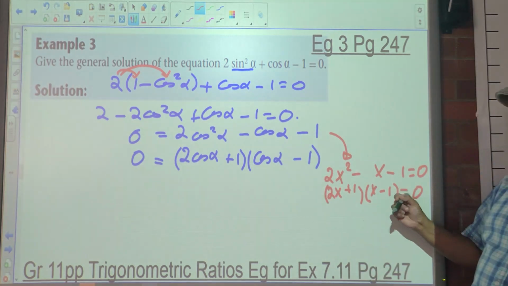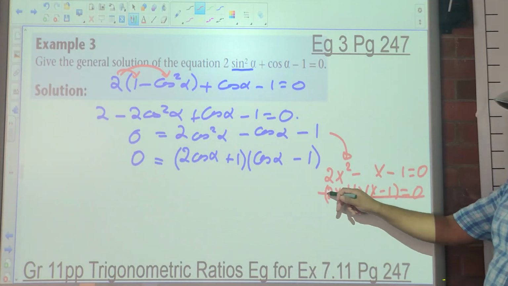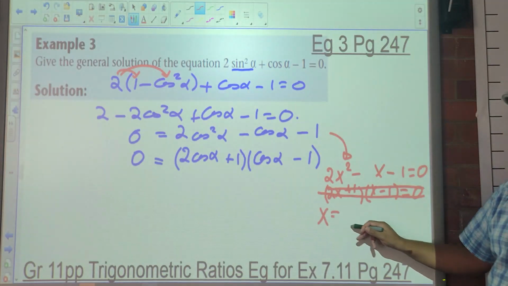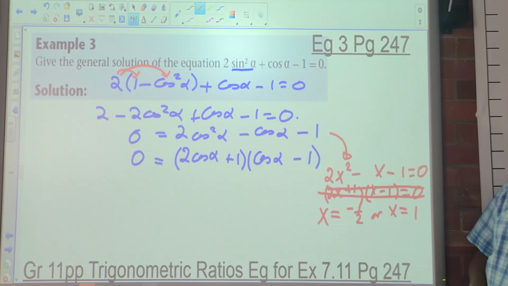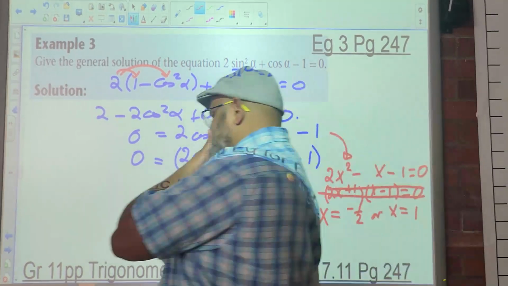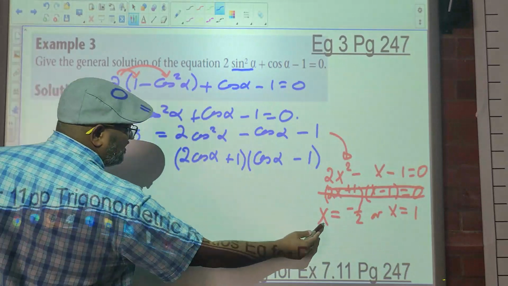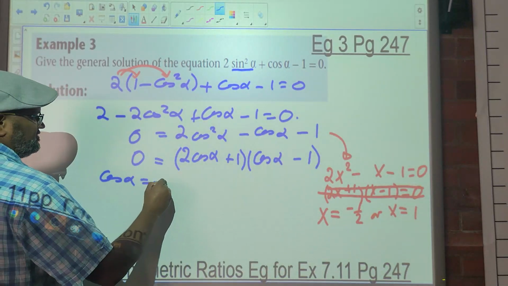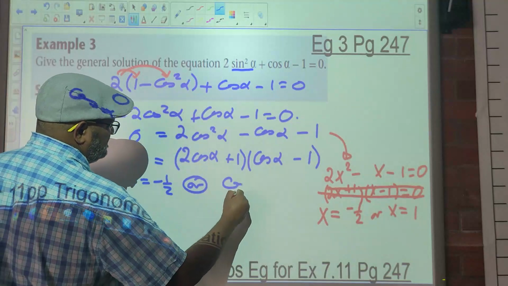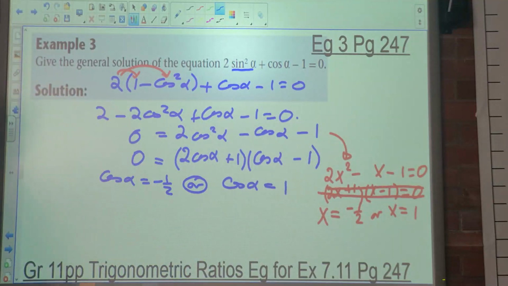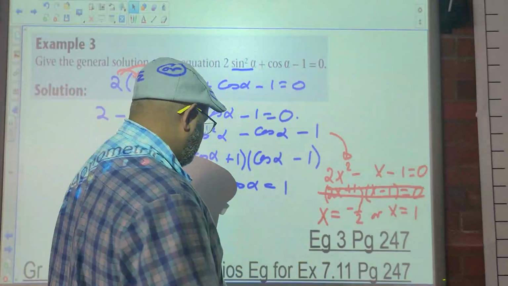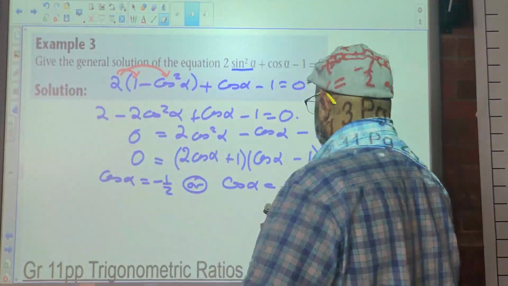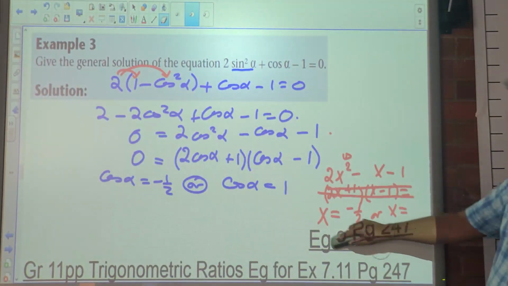If you use the quadratic formula, no problem, you would have gone straight, and then this would not have been there. You don't have to show your substitution, so you just say x is equal to minus half, or x is equal to 1. You guys understand? If you go straight into this here, it's going to be, of course, cos of alpha is equal to negative half, or cos of alpha is equal to 1. But I have answered the question of the general solution. So what do I do, people? If I have 1, 0 or minus 1, what do we do with that?